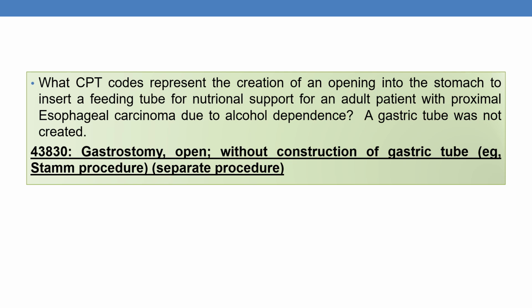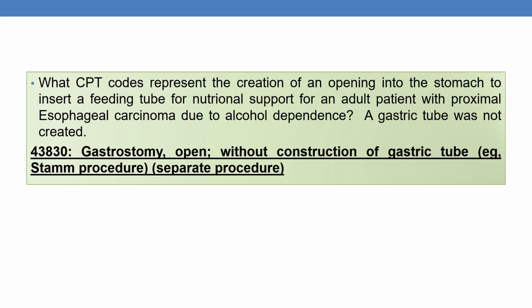What CPT code represents the creation of an opening into stomach to insert a feeding tube for nutritional support for an adult patient with proximal esophageal carcinoma due to alcohol dependence, and here a gastric tube was not created. An opening is done in the stomach. That is nothing but gastrostomy. Ostomy means making an artificial opening. So gastrostomy is performed here.